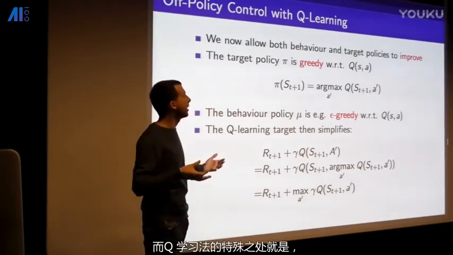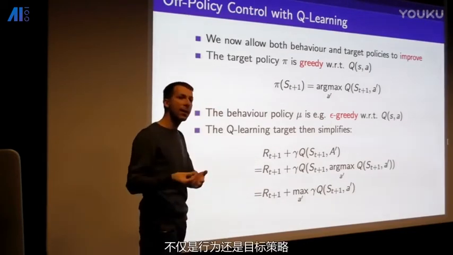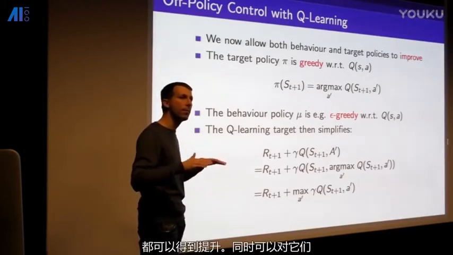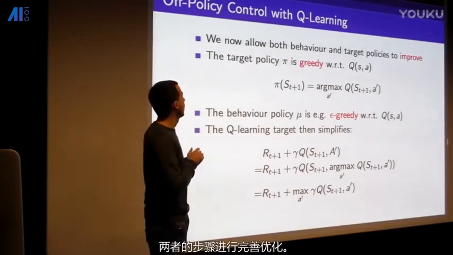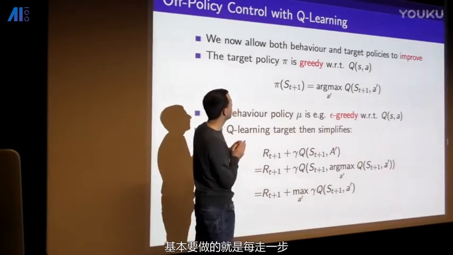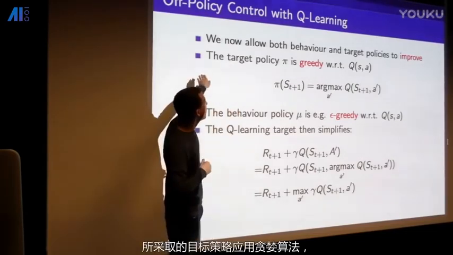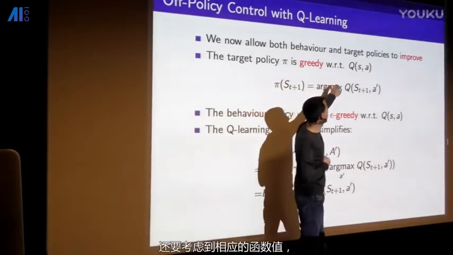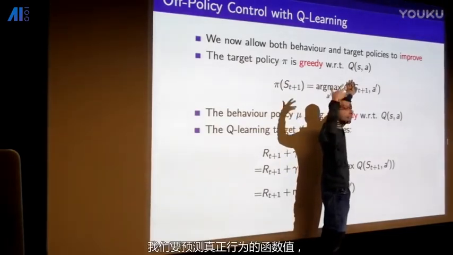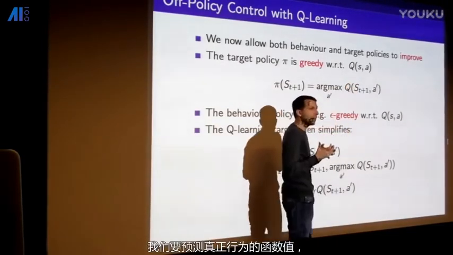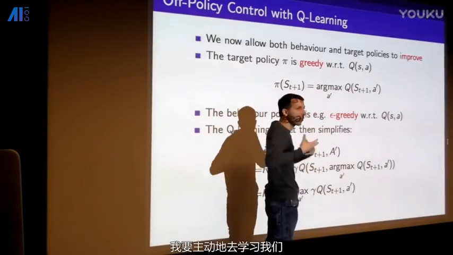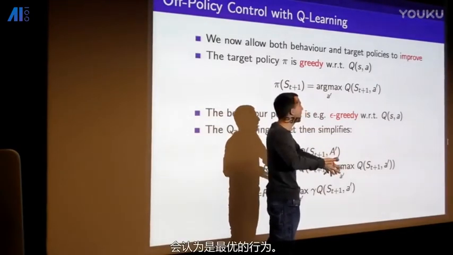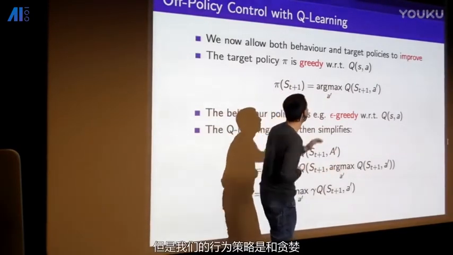And the special thing about Q-learning is that both the behavior and the target policies can improve. We allow improvement steps to both of them. But what we're going to do is, at every step, make the target policy greedy with respect to our value function. So we're going to ask about this deterministic thing, which acts as aggressively as possible. We're trying to learn aggressively about what we consider to be the best behavior given our Q values.